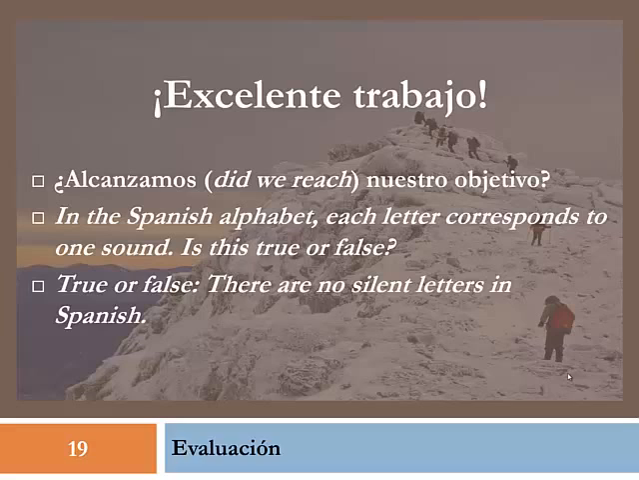Excelente trabajo. In class, we're going to talk about two questions. First one, in the Spanish alphabet, each letter corresponds to one sound. Is this true or false? And the second, true or false? There are no silent letters in Spanish.